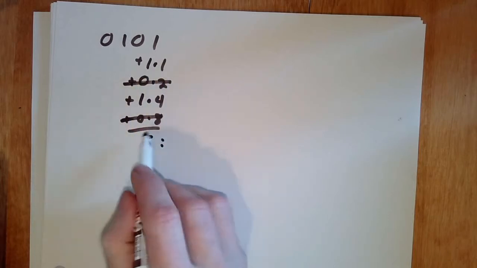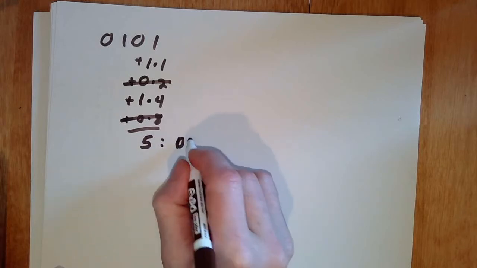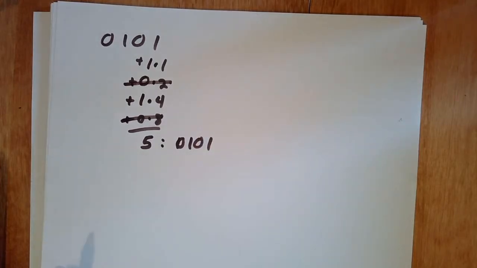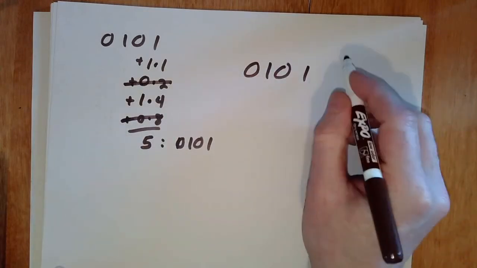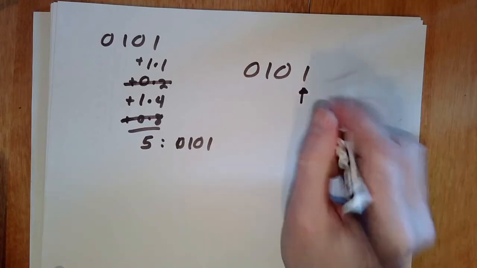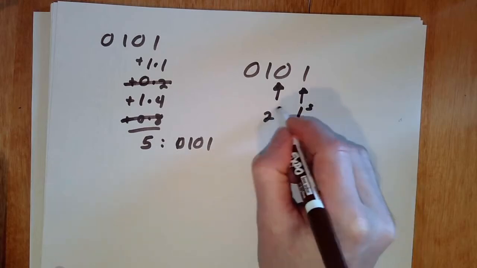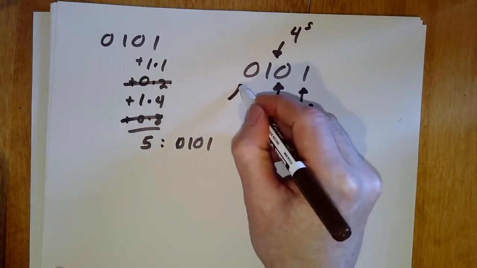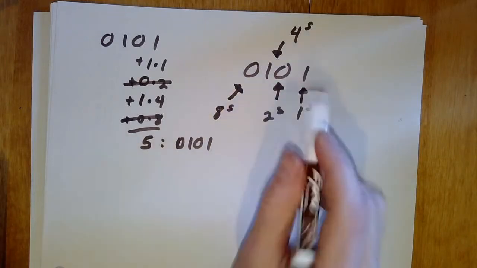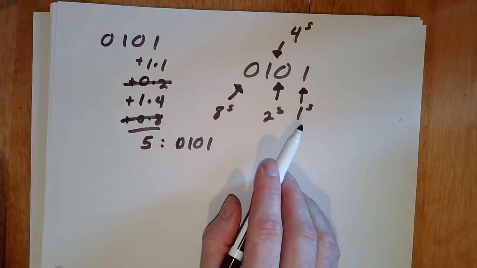And it turns out that the decimal value 5 can be represented in binary by 0, 1, 0, 1. So just to restate this, 0, 1, 0, 1, this is the ones place. This is the twos place, right? Ones, twos. This is the fours place. And this is the eights place. So hopefully that makes sense.